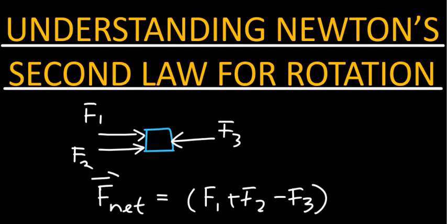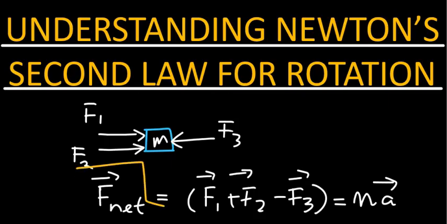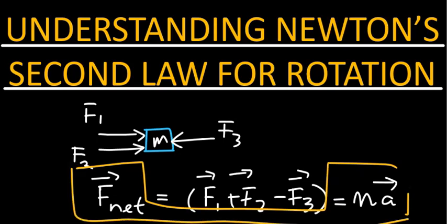Now, of course, you can include the vector notation here. And that net force, by the definition of Newton's second law for linear motion, is quite simply m times the acceleration of that object, m being the mass of this object. So this is Newton's second law for linear motion.